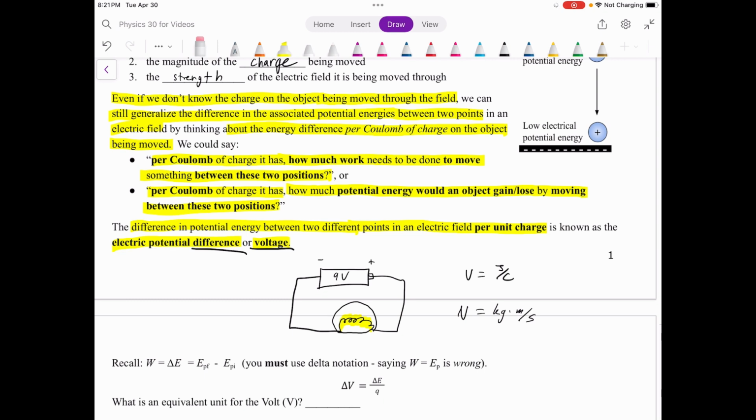Personally, I prefer this terminology because it tells you what it means, though voltage is probably the more commonly used. This to me gets at what it really means. Same goes for the units. Volts in our day-to-day are more commonly used, but joules per coulomb, to me, that really gets at what it's saying, which is: to move between these two positions, how many joules of energy will you change by for every coulomb of charge that you have?